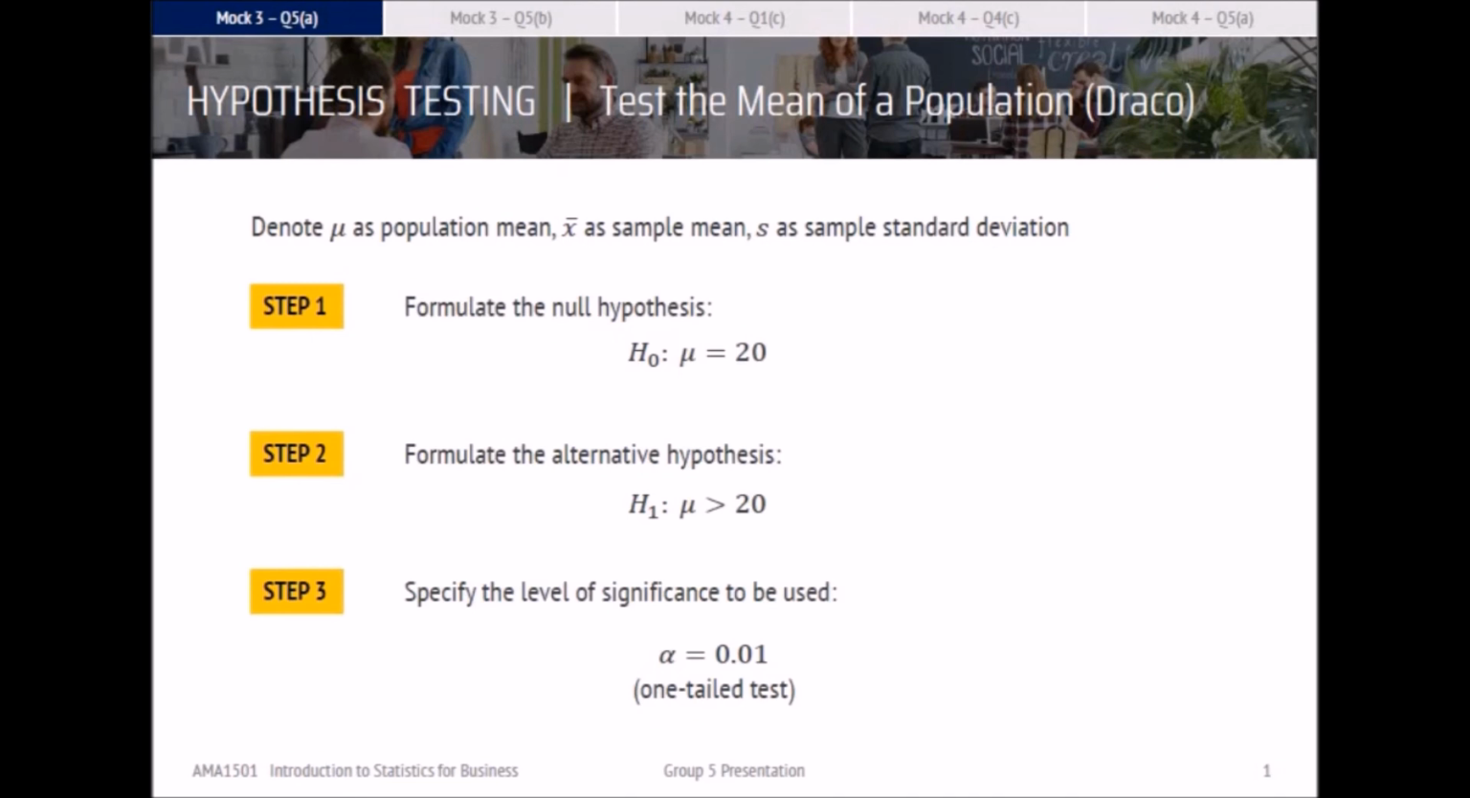Then we formulate the alternative hypothesis. Since the sample mean is 27, we set the alternative hypothesis as population mean is larger than 20. According to the hypothesis, this is a one-tailed test with a significance level at 1%.